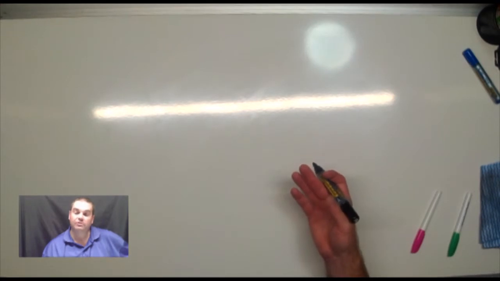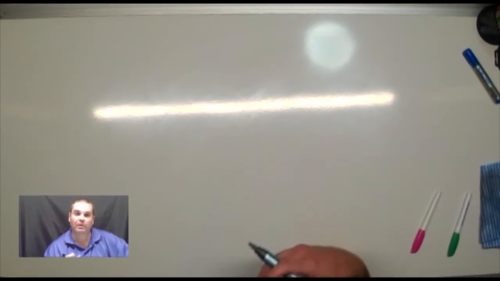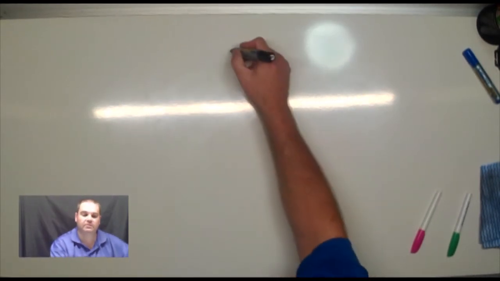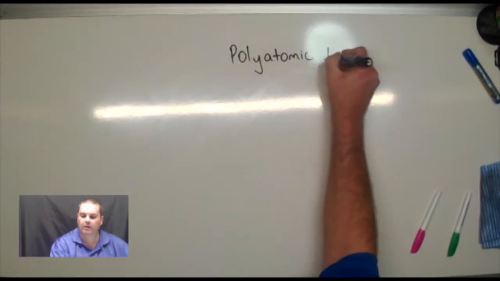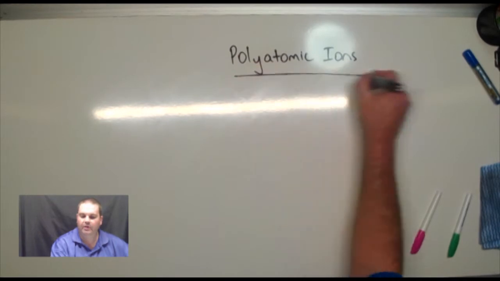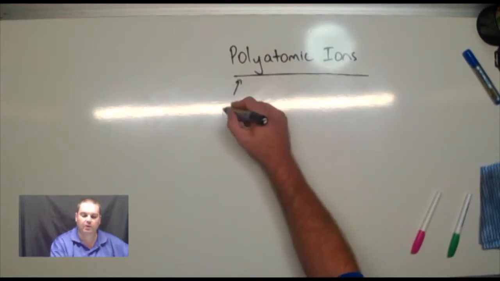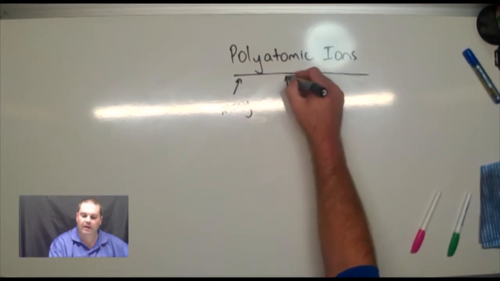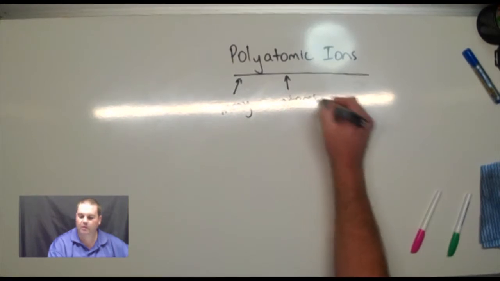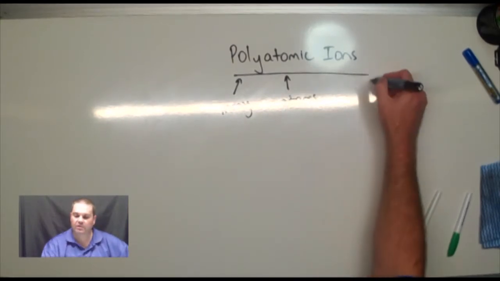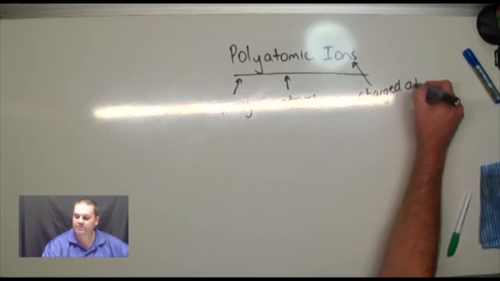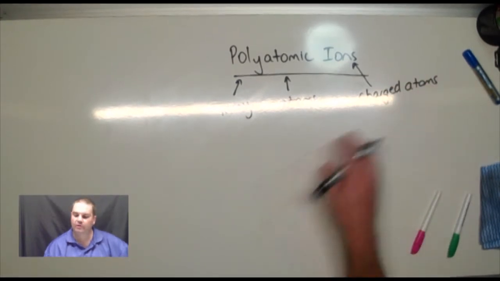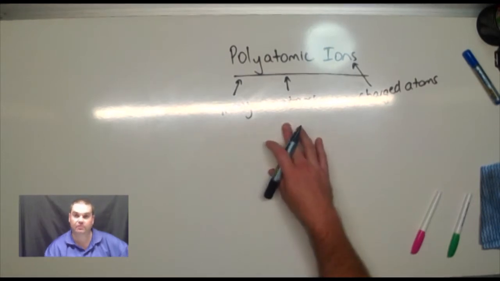Now one thing I will introduce for you is what happens when we have what we call polyatomic ions. Okay? Polyatomic ions comes from two words. Poly means many, and atomic, so atoms. So it's many atoms. And of course, ions are charged atoms. So what we're looking at are charged atoms that are made up of many different types of atoms.